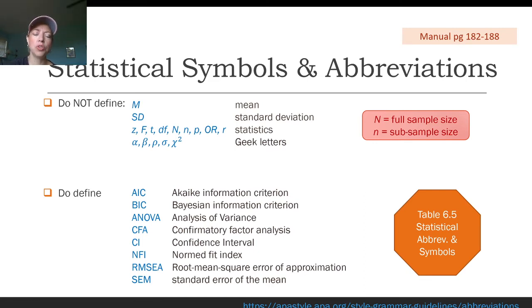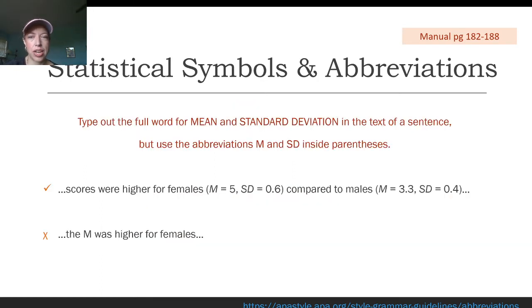The first time you use one of these phrases, you have to spell it out and then put the abbreviation in parentheses. So the first time in your paper that you talk about ANOVA, you have to say analysis of variance, all spelled out, and then in parentheses the abbreviation ANOVA. After that, you can use the abbreviation, but you do need to define it that first time.